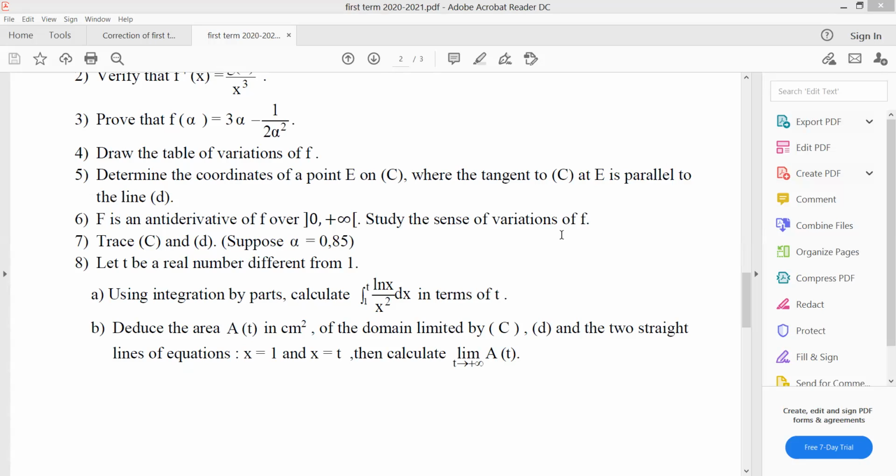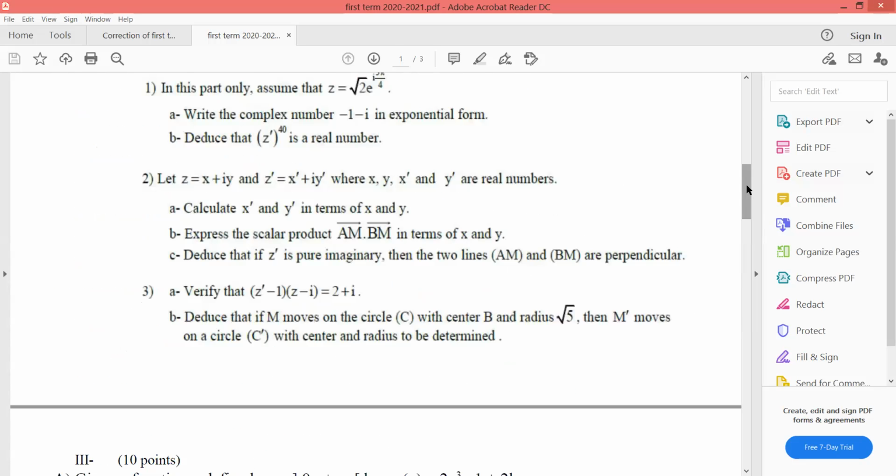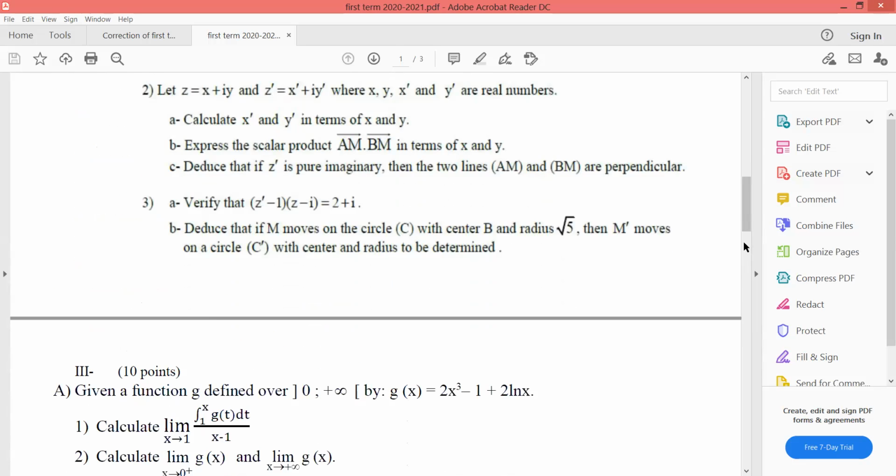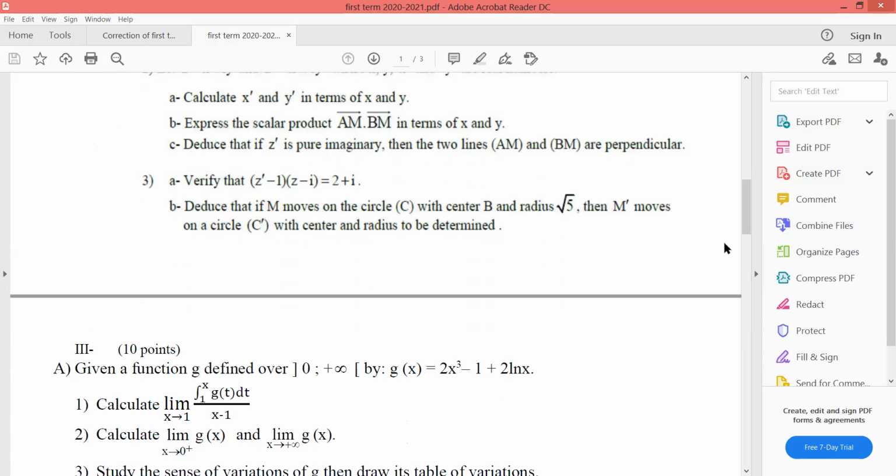Okay, in this session we are going to solve the logarithmic exercise. In the first term, this one is for general science, also life science. You should solve this exercise. Please pay attention. It is a good exercise.